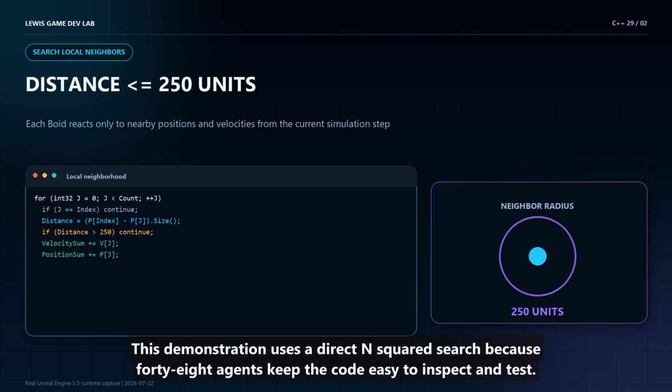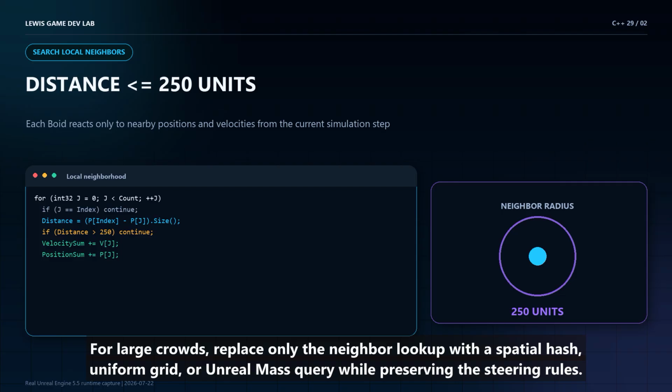This demonstration uses a direct and squared search because 48 agents keep the code easy to inspect and test. For large crowds, replace only the neighbor lookup with a spatial hash, uniform grid, or Unreal mass query while preserving the steering rules.